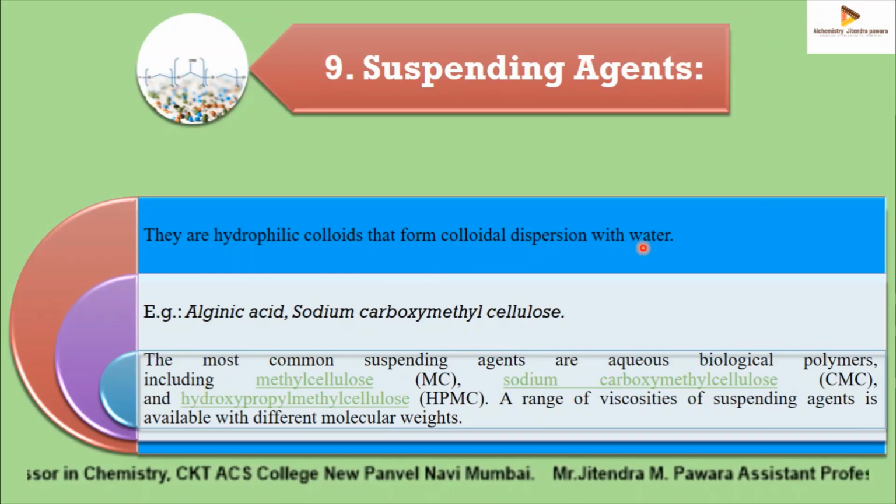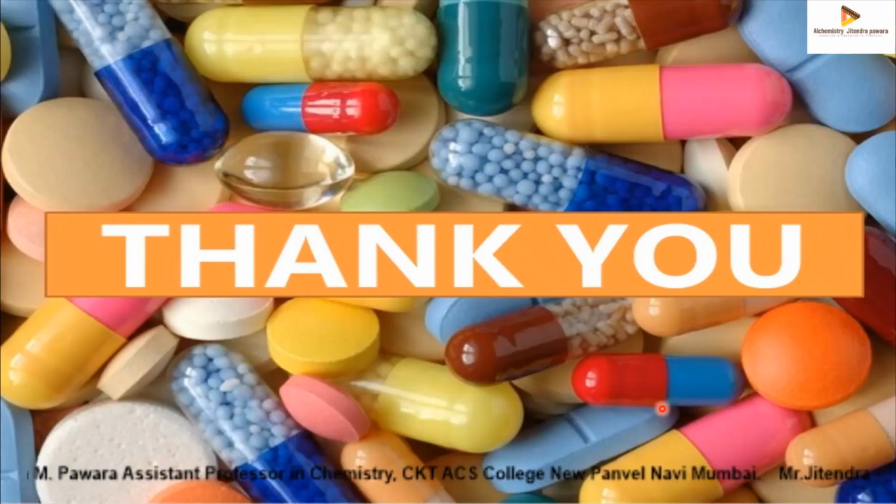The most common suspending agents are aqueous biological polymers including methyl cellulose, sodium carboxymethyl cellulose (CMC), and hydroxypropyl methyl cellulose (HPMC). A range of viscosities of suspending agent is available with different molecular weights. So these are the advantages of this suspending agent in formulation of drug. They are hydrophilic colloids that form colloidal dispersion with water. So in liquid drops, eye drops, these are the chemicals which are used as a suspending agent in an eye drop. These chemicals are CMC and HPMC. Thank you.